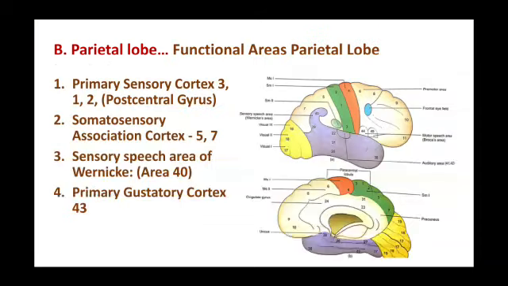So coming to the main functional areas of the parietal lobe, they are four in number: primary sensory cortex, areas 3, 1, 2; then somatosensory association cortex, areas 5 and 7; sensory speech area of Wernicke, area 40; and primary gustatory cortex, area 43. I will take up each one by one.